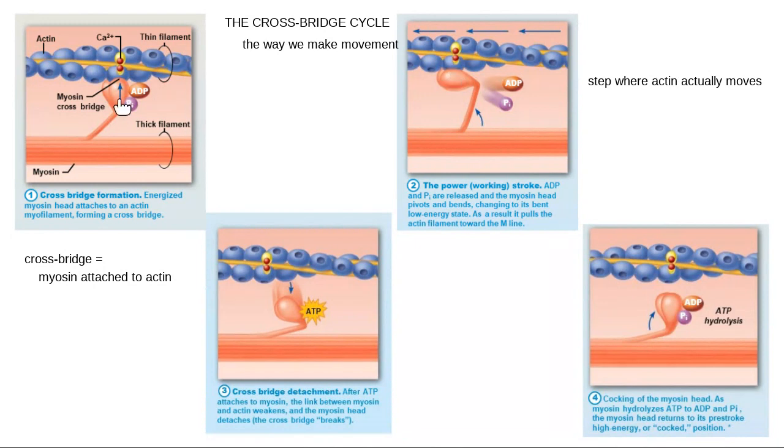Step 1, myosin attaches to actin. It's still holding all of its junk on its back. Step 2, myosin spits out that junk, and that changes its shape, causing it to pull actin along with it.